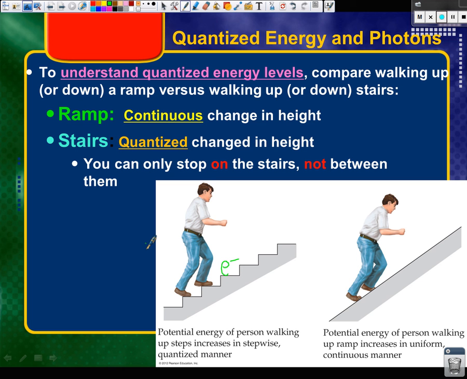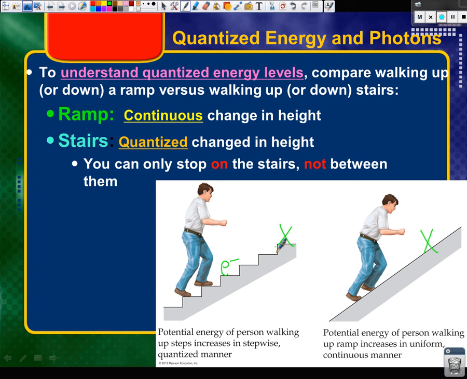So the ramp is a continuous change in height. If you try to walk up this ramp, by the time you got to this point, is it harder or easier than at the bottom? It's much harder because your angle has changed. So is it more energy or less energy? It's more energy. Well, by the time you got to this point on the stairs, did it require more or less energy than the previous step? The exact same amount.